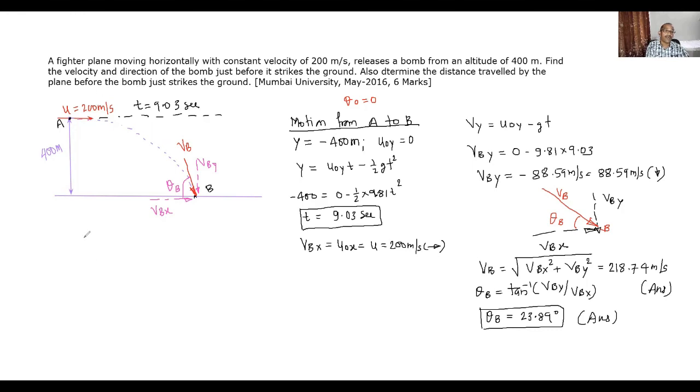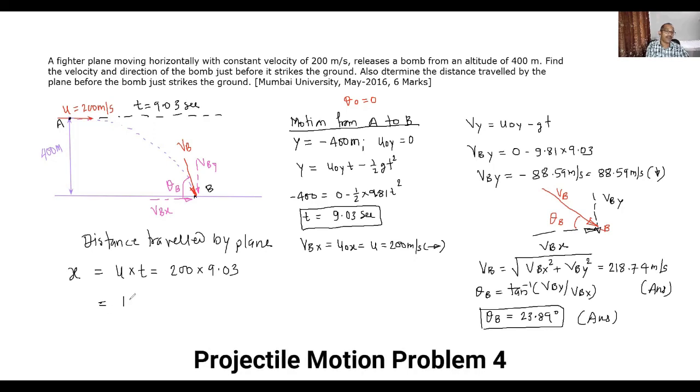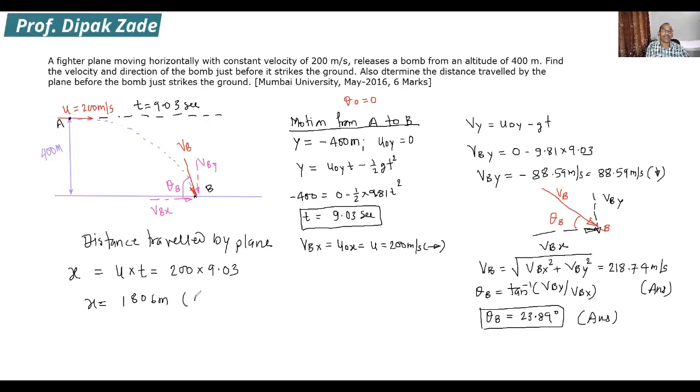That means the distance traveled by the plane, its velocity is constant. This is the horizontal distance traveled by the plane, because the velocity is horizontal and will not change. So its initial velocity remains constant, into time t. That means velocity is 200 and it travels for 9.03 seconds. So what distance will this plane travel in the horizontal direction? This comes out to be 1806 meters. This is the distance traveled by the plane.